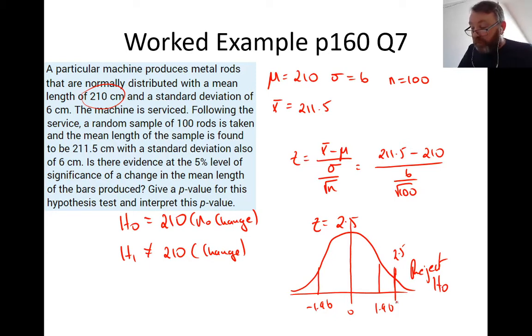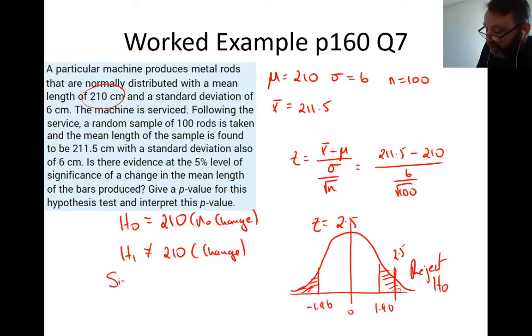The z-score of the sample mean, when the sample mean is turned into a z-score, becomes 2.5, which is in the critical region. The critical region, don't forget, is the one that's below minus 1.96 and the region above 1.96. So obviously 2.5 falls in there.